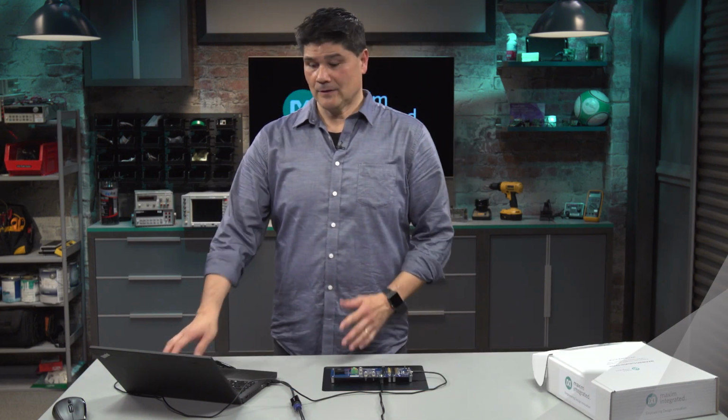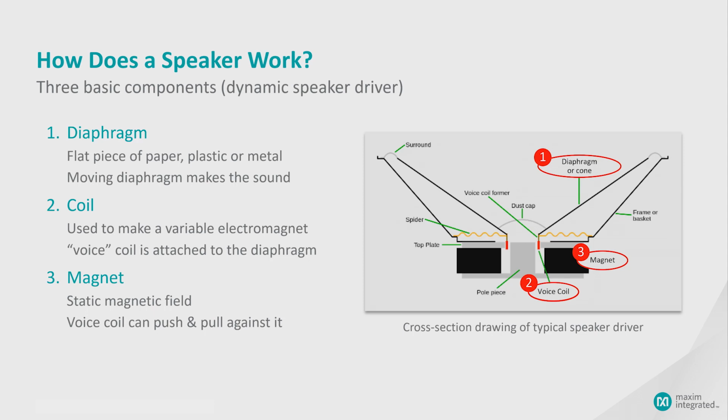So in this video, we're going to talk about what a microspeaker is and how it works. So what is a microspeaker? Before we get into that, maybe we should talk about what a speaker is. A speaker is a device that basically creates sound waves. And a speaker itself consists of three basic components.